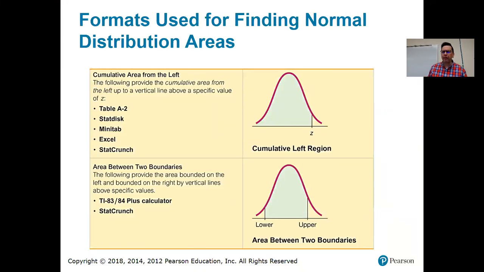This slide just mostly talks about technology and also the table. So the table gives you area from the left. And these programs also give you area from the left. There are a couple of programs or technologies that you can use to find area between two boundaries. So that picture looks like this. One of them is your graphing calculator, your TI-83 or 84. Maybe I'll show you how that works in a little bit. Or if you're using this program called StatCrunch, which I don't use.